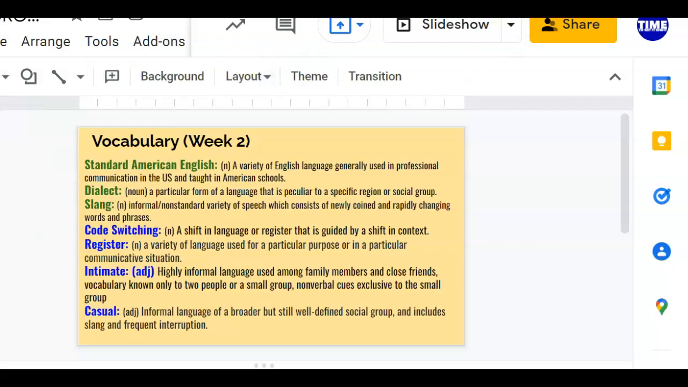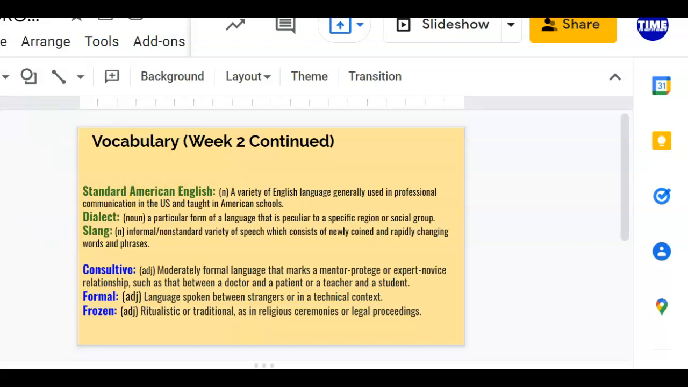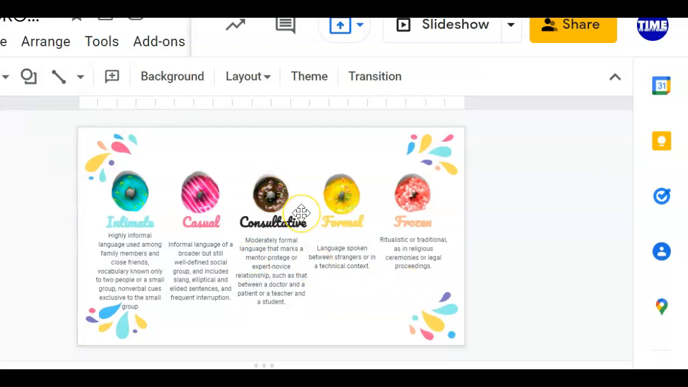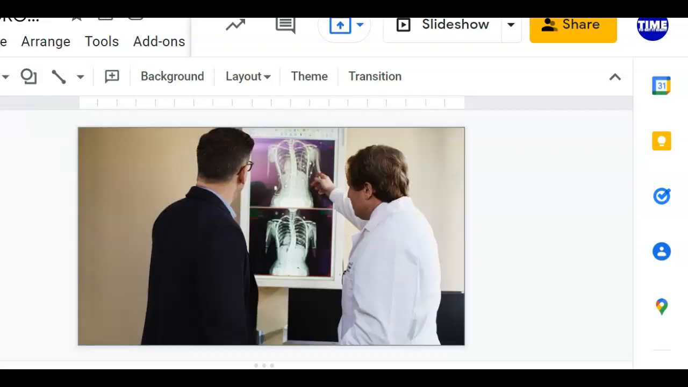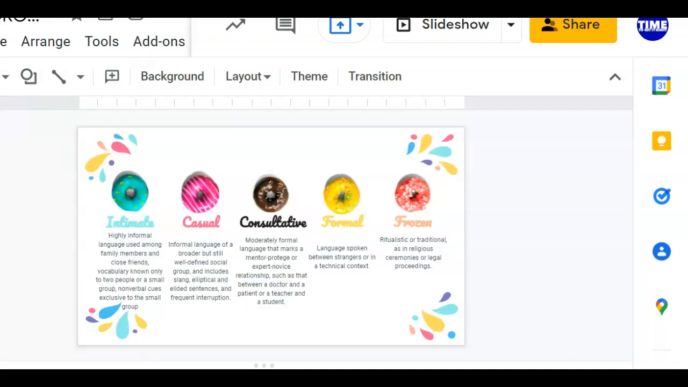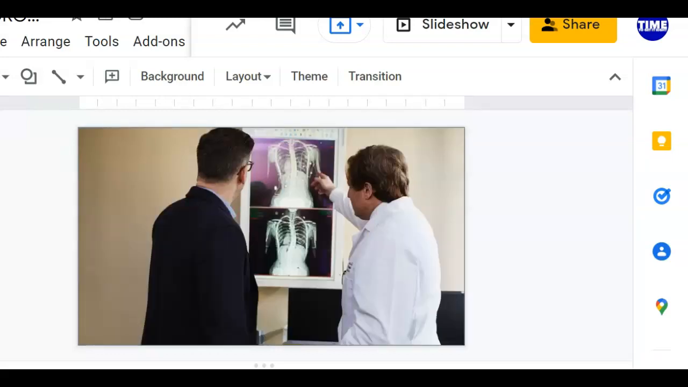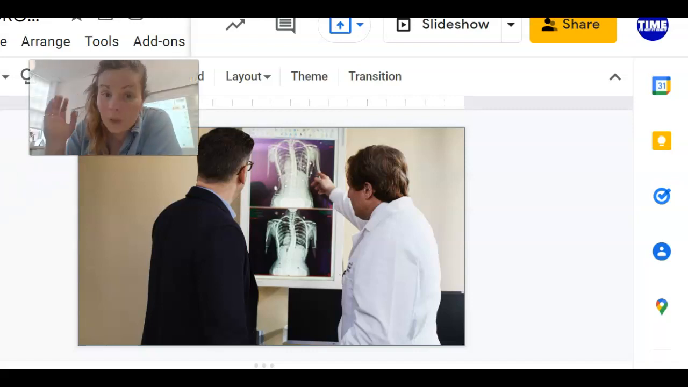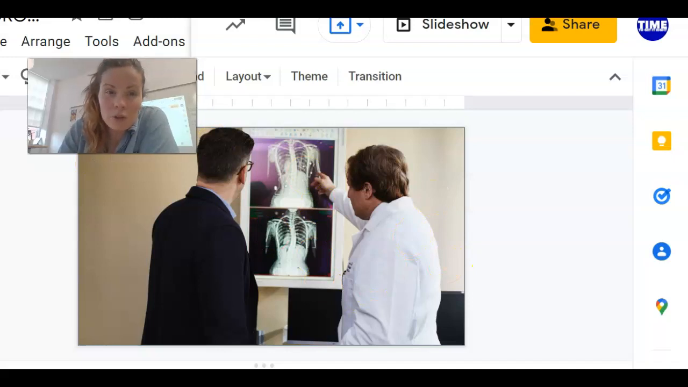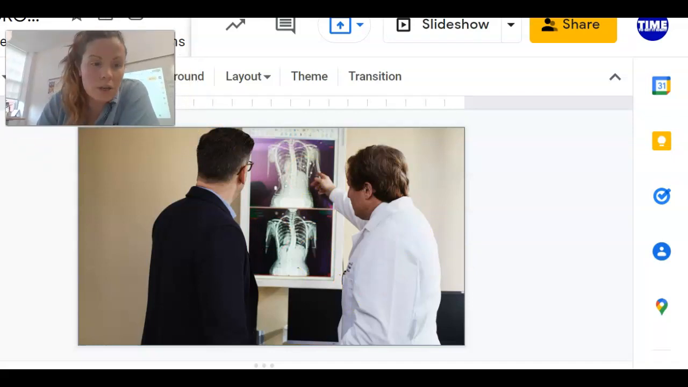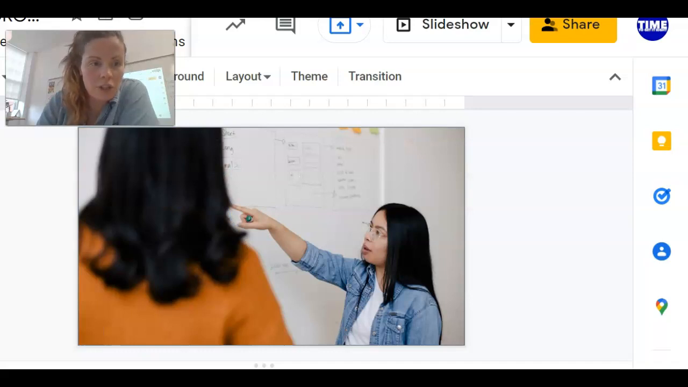All right, welcome back. That's not all, because you can see from that picture, right, that we actually have 3 other types of language that we go through. If all you had was intimate and casual, it would be a little awkward when you're talking to me, your teacher, right? So speaking of which, let's talk about consultative language. Consultative language is moderately formal language that marks a mentor, protege, or expert novice relationship. So when you're talking to me, we speak in consultative language most of the time, right? You also do this when you talk to your dentist, when you talk to your doctor, when you talk to a mentor. That's what consultative language is.